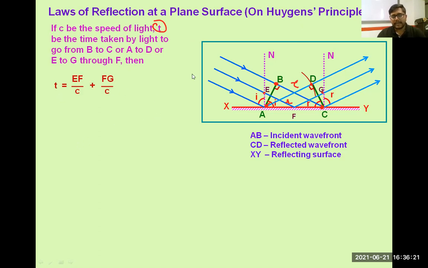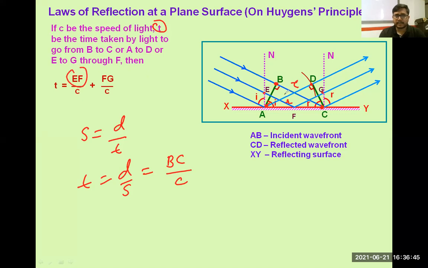So you can say time is equal to what? We know that speed is equal to distance by time, so time we can write as distance divided by speed. For this time T, we have taken time T. So time T we can write as BC divided by the speed of light, because it is nothing but light that is written here. In place of BC, you can write EF also, this distance, because these two are almost the same.